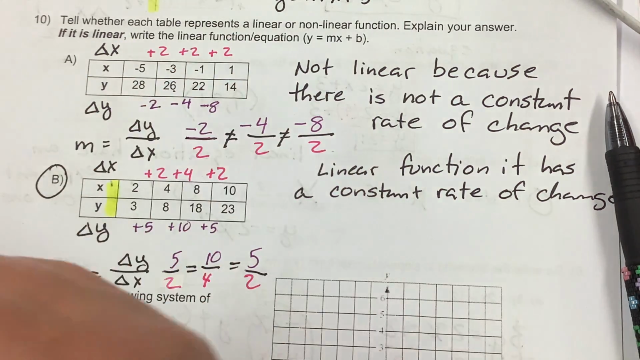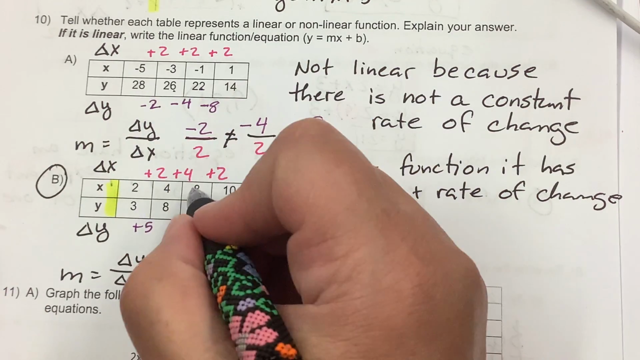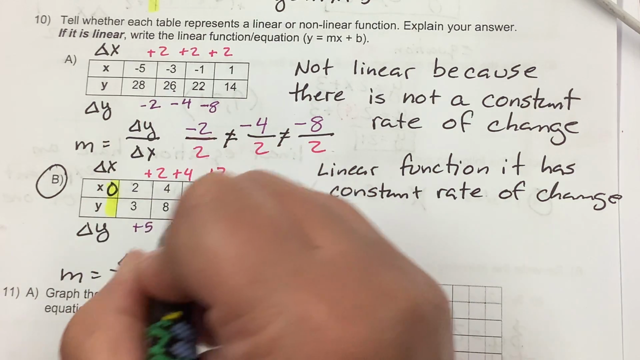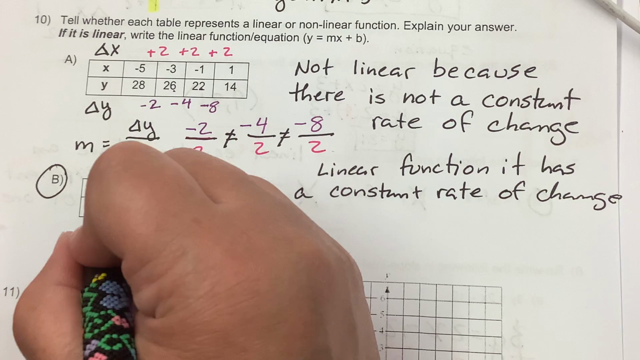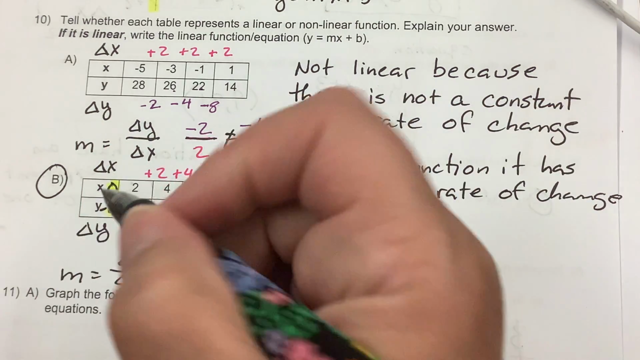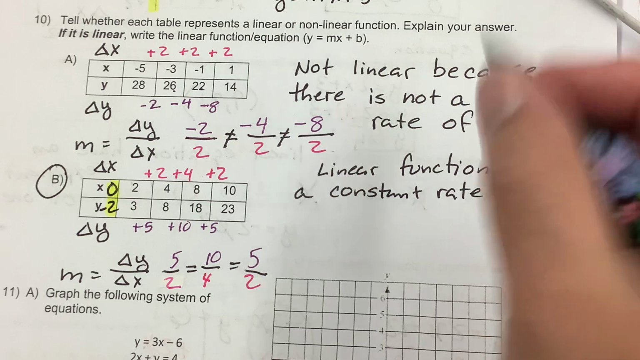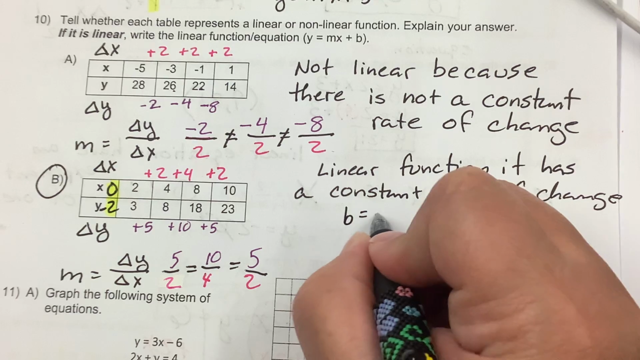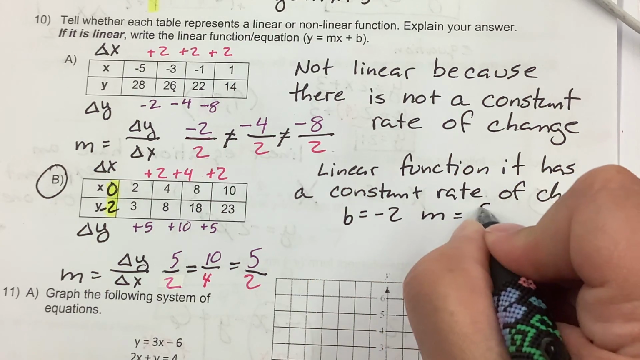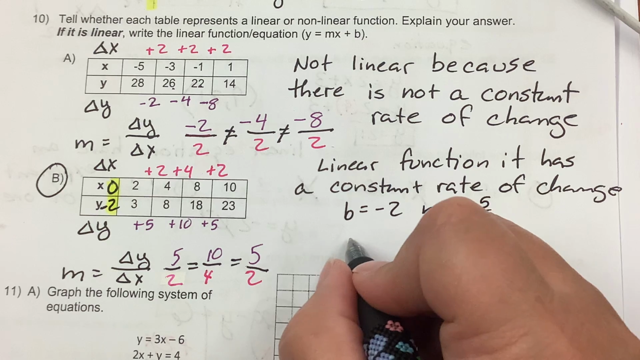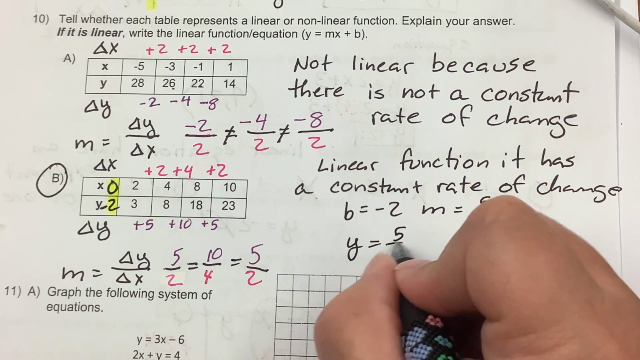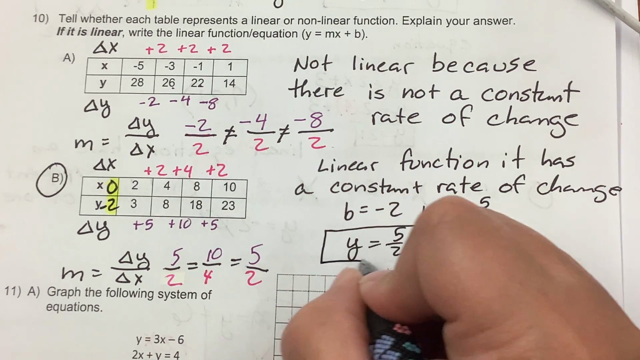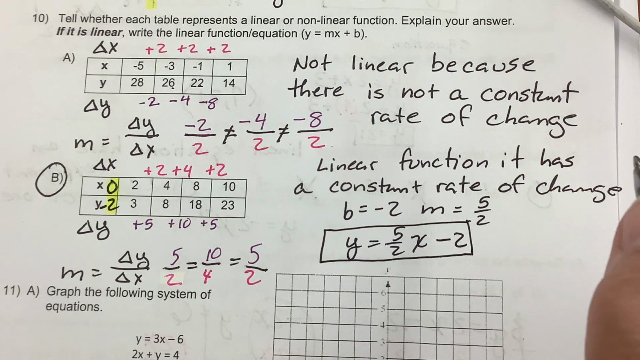And let's take a look at that. So 10, 8, 4, 2, I'm going backwards. This would be 0, I'm going to subtract 2. And then I'm going to subtract 5 to get negative 2. So now I have 0 and negative 2. My b is negative 2. b equals negative 2. m equals 5 over 2. My equation is going to be y equals 5 over 2x minus 2. There we go. Not horrible at all.